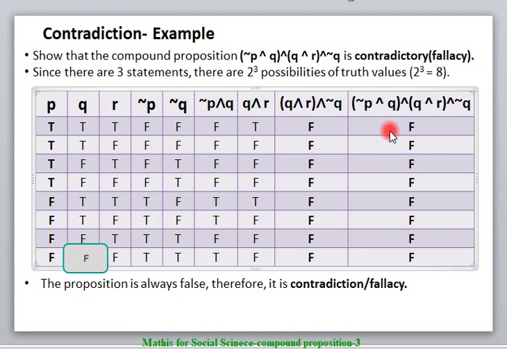Because all these elements are false, we can conclude that this proposition is contradictory, or there is a problem in the reasoning.